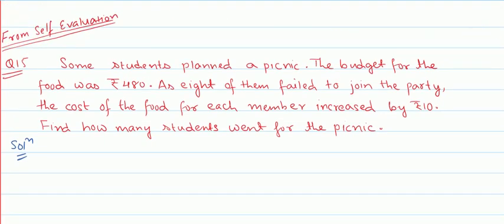We are going to see one question from self-evaluation. Question number 15. The question says some students planned for a picnic. The budget for the food was 480, meaning the total cost for food was 480. As 8 of them failed to join the party, the cost of the food for each member increased by rupees 10. Find how many students went for the picnic.